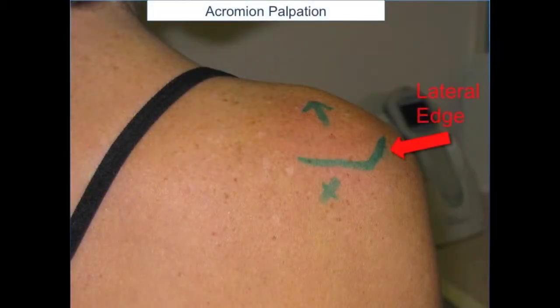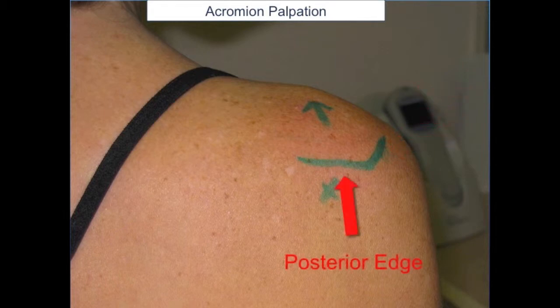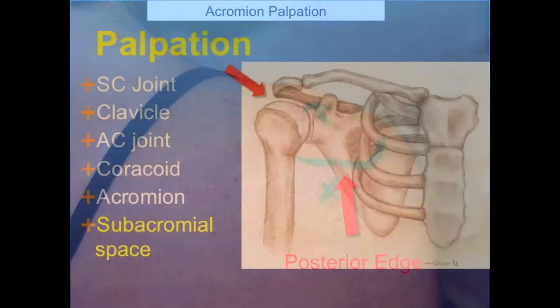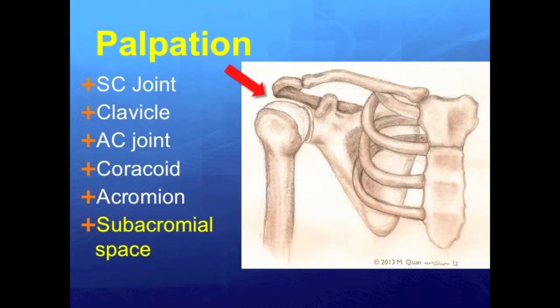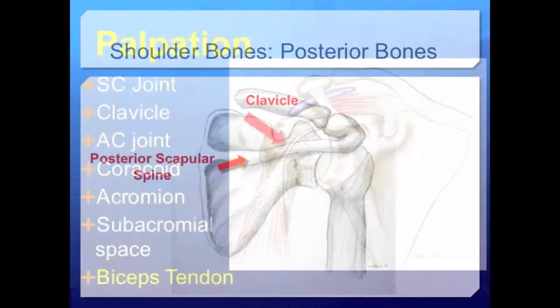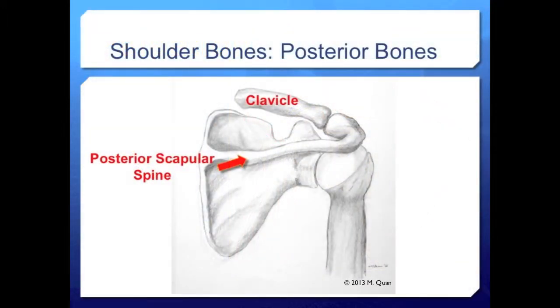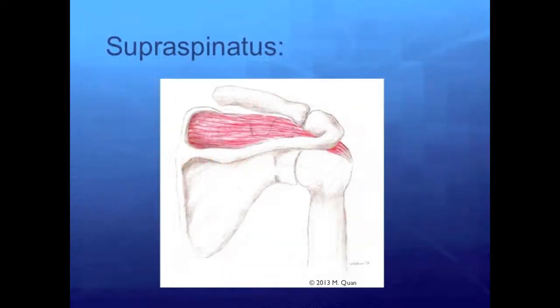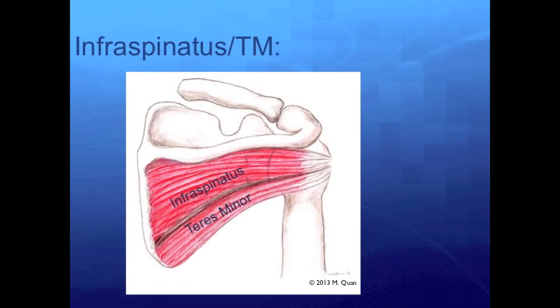Palpate both the lateral edge and the posterior edge of the acromion. Now palpate under the acromion to check for subacromial tenderness. Palpate the biceps tendon in the bicipital groove. Tenderness at this site is common and may indicate biceps tendinitis. And finally, palpate along the posterior scapular spine and the paths of supraspinatus, infraspinatus, and teres minor for tenderness.